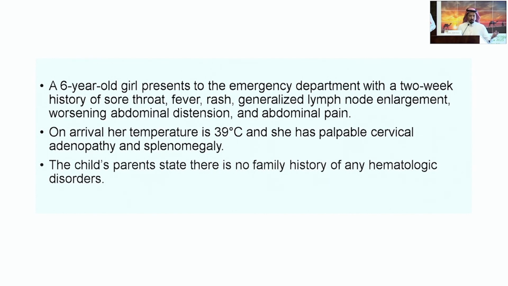Okay, we have a small case. This is a 6 years old girl presenting to the emergency department with 2 weeks history of sore throat, fever, rash, lymphadenopathy, abdominal distension, and abdominal pain. On arrival, she had high temperature, palpable cervical lymphadenopathy, and splenomegaly. The family doesn't have any hematological disorder.